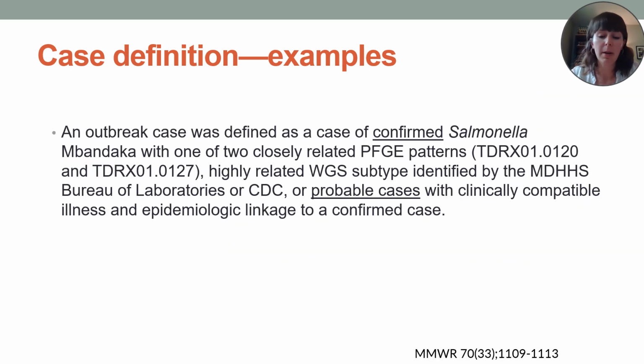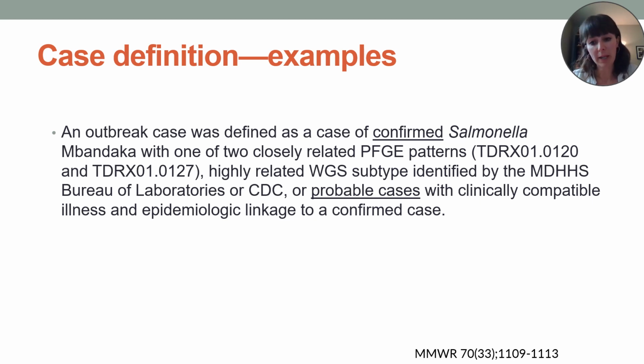So one other example comes from this really prolonged salmonella outbreak in Michigan that lasted from 2008 to 2019. In this example, an outbreak case was defined as a case of confirmed salmonella with one of two closely related PFGE patterns, highly related WGS subtype, identified by the Michigan Department of Health and Human Services, Bureau of Laboratories, or CDC, or a probable case with clinically compatible illness and epidemiologic linkage to a confirmed case. So while there's a lot of technical stuff in this, basically a confirmed case was someone who had laboratory testing of the strain of salmonella that was associated with this outbreak.